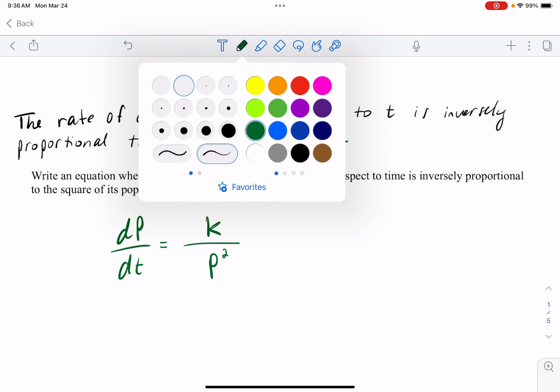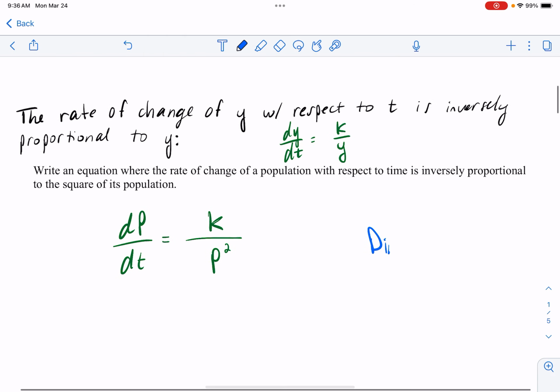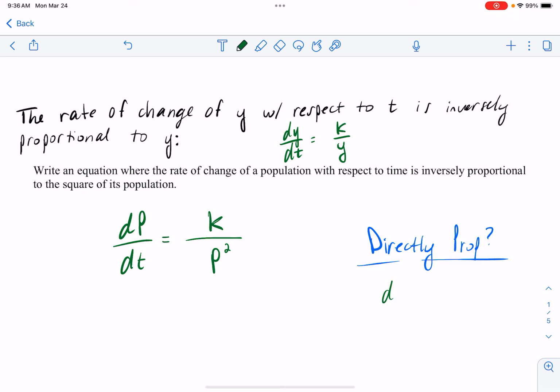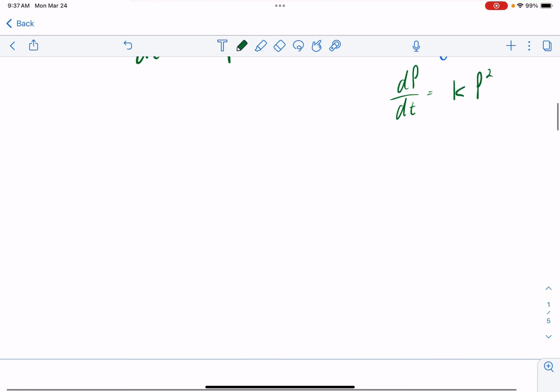If it asked for directly proportional, then we would say dP/dt is equal to k p squared, right? K times p squared. That would be directly proportional. All right, so hopefully that makes sense in how we would mathematically write these descriptions.